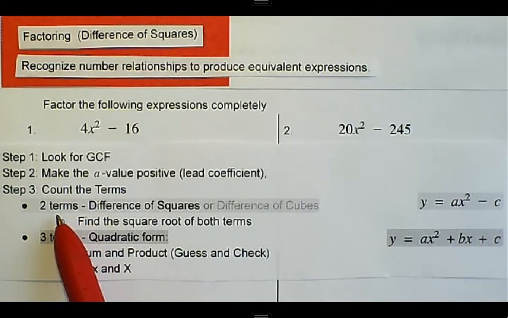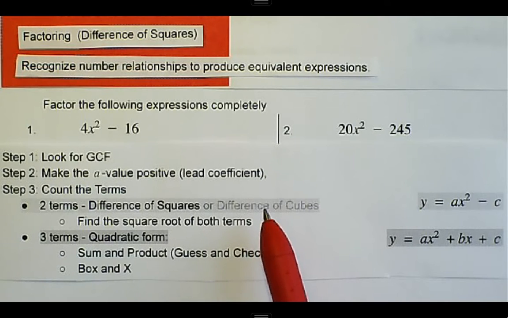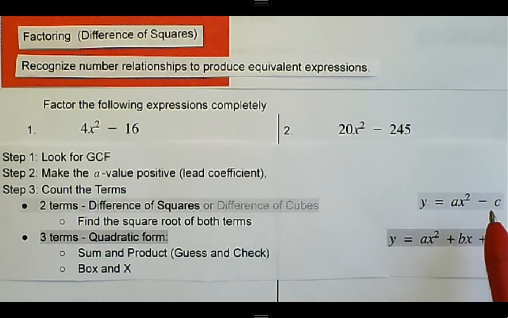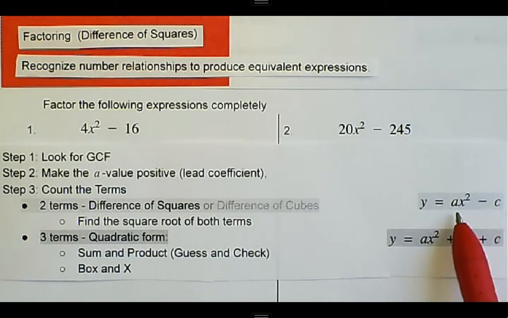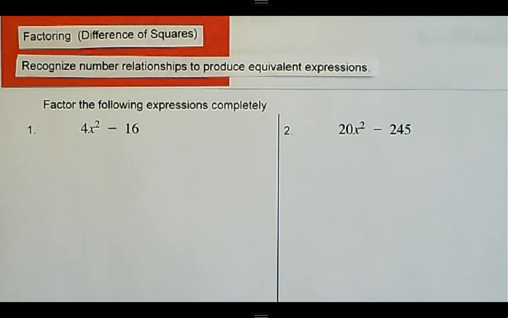So if there's two terms, there's two things that we could be thinking: difference of squares or difference or sum of cubes. But we're not going to talk about cubes. So we should think difference of squares. The difference part means subtraction, and then we have two perfect squares. So we're going to try to take the square root of both terms to see if it is indeed a perfect square. And if there's three terms, then we are in the quadratic form, and we either want to use sum and product, guess and check, or the box method. So we'll look at a couple example problems here.